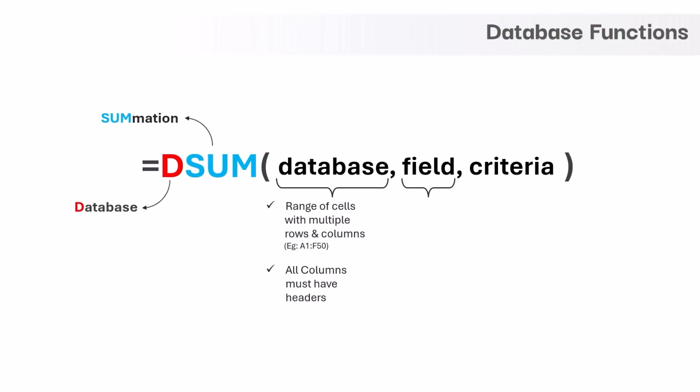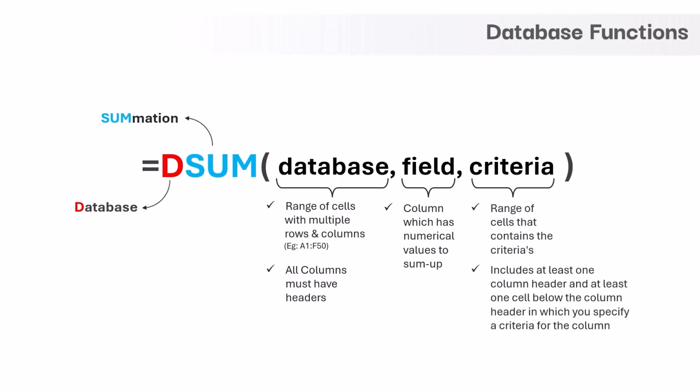The second argument is the field, and it is basically the column header name which has the numerical values to sum up. The third important argument is the criteria, and as compared to other sum series of functions, the input to this argument is not just a single value, it will be a range of cells that contains the criteria. The minimum requirement for this range of cells is that there must be at least one column header and at least one value below this column header which specifies the criteria for that column. And that's the reason the range of cells which goes as an input to database must have the column headers.